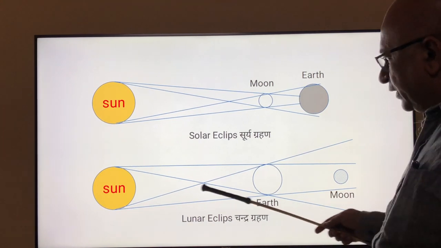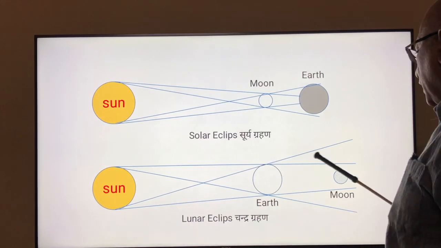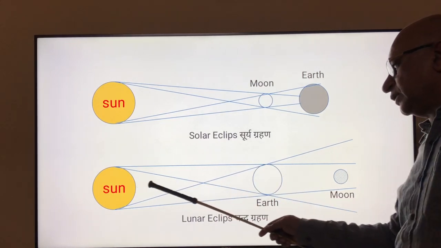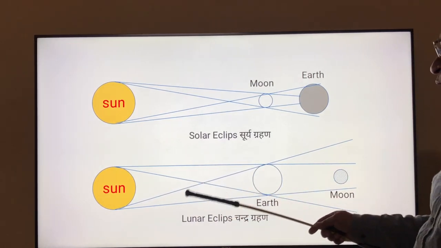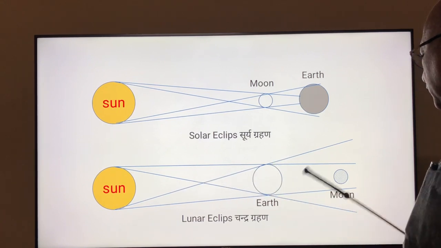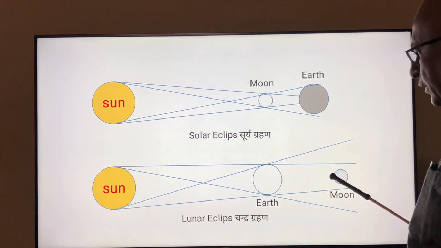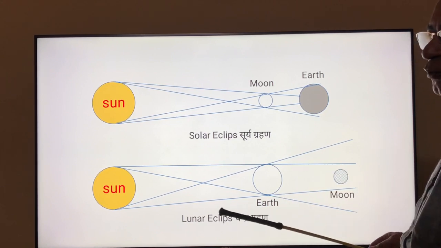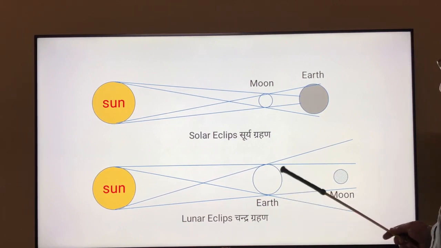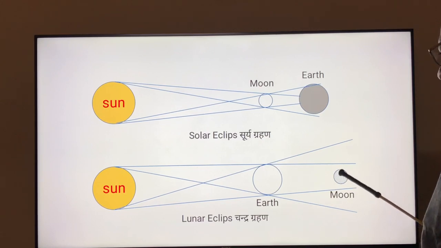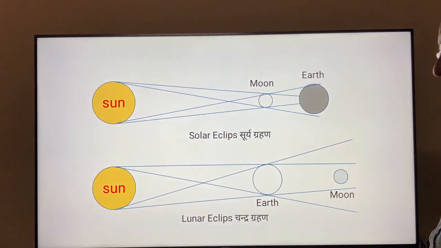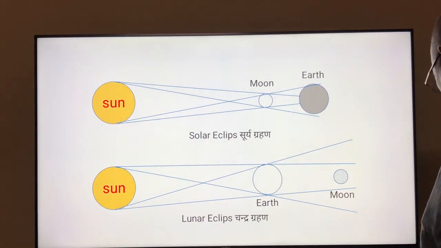In the same way, when the sun, earth and moon fall in the same line, but now the earth is in between the sun and the moon, the sunlight is not falling on the moon. This occurs at the time of the full moon period, and during that full moon period the moon seems to be black. That is called the lunar eclipse.